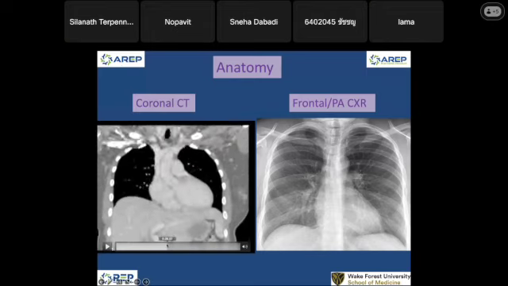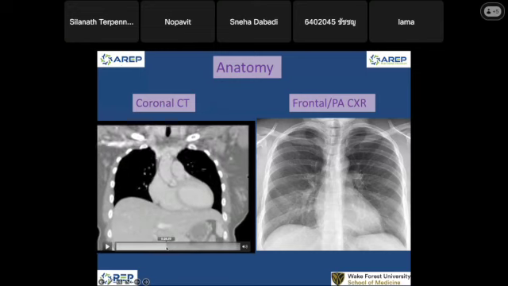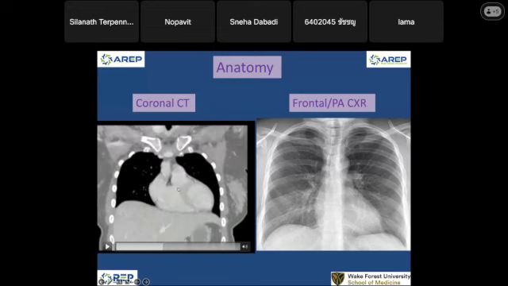It will go into the right ventricle. This is my right ventricle. That's why the right ventricle is around here on the chest radiograph. From the right ventricle, it will go into the pulmonary artery. This is my pulmonary artery. It's going up to the pulmonary artery.